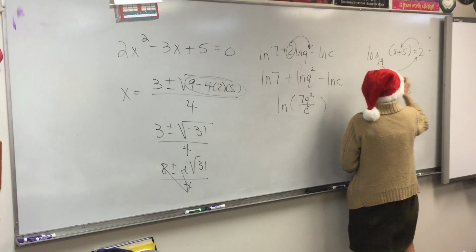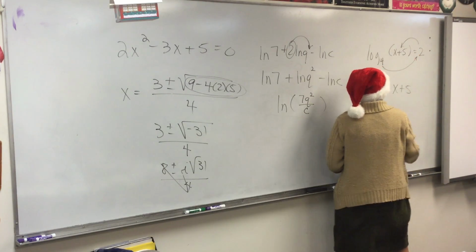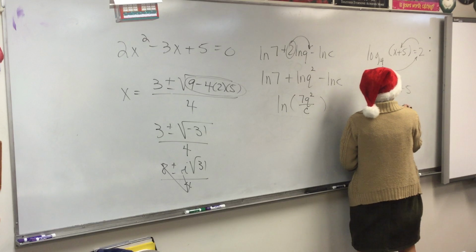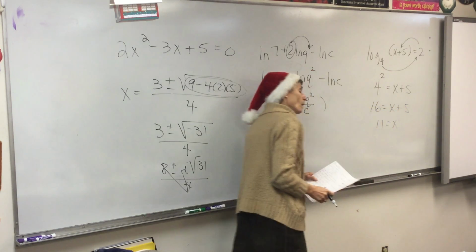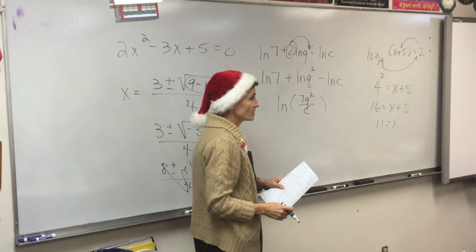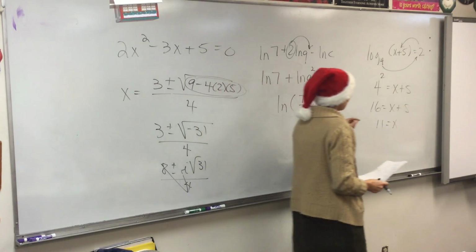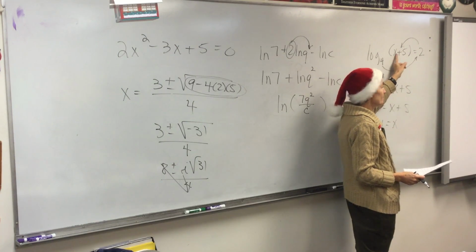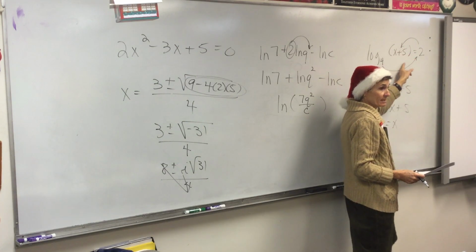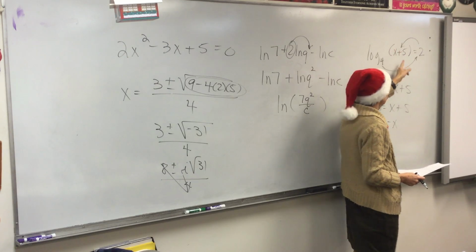I'm not sure. But it's 4 to the 2nd equals x plus 5. So 16 equals x plus 5 and x equals 11. When you solve a logarithmic equation, you want to go back and make sure that whatever number you get, if you plug it in, it keeps this positive. This has to be positive.